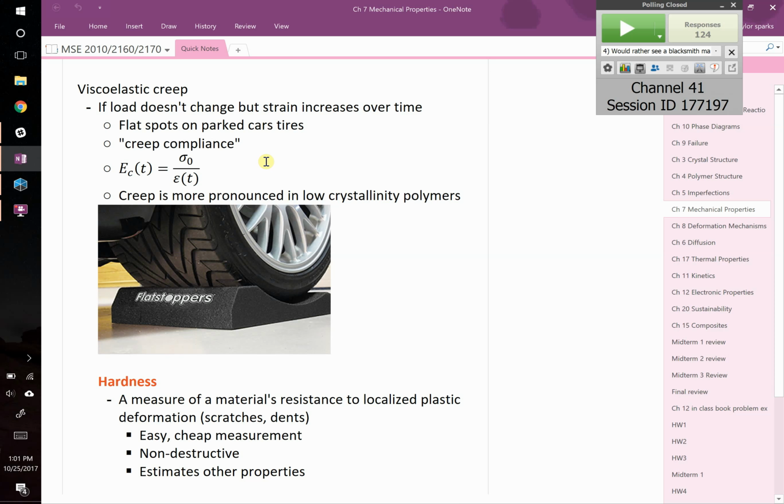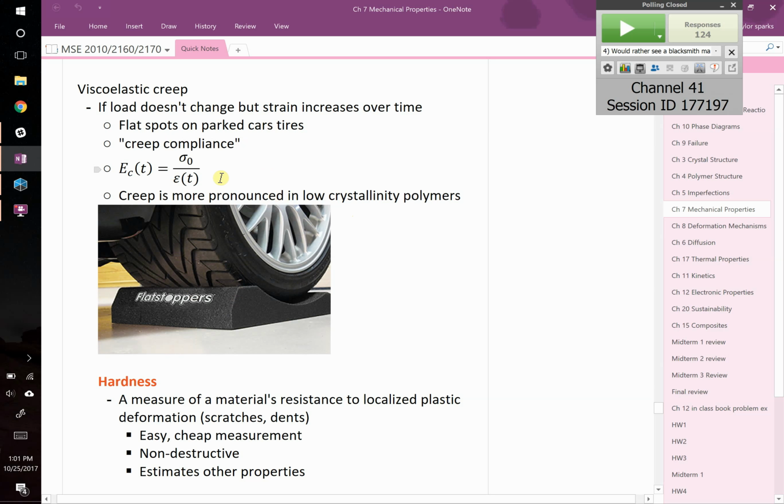If you've ever seen a car that's been parked for a very long time and then driven it, it can have flat spots on the tire. That's what's happening there, right? That tire's been sitting there slumped, and especially if it's a flat tire, it actually has crept, right? It's actually deformed. And so because of that, if you have a mobile home or something that isn't going to be driven very often, they'll actually put these flat stoppers on it just because they know that creep is such a problem in polymers, right?